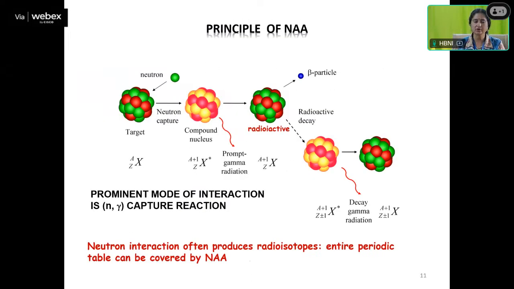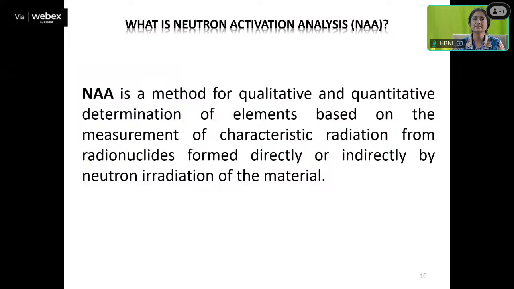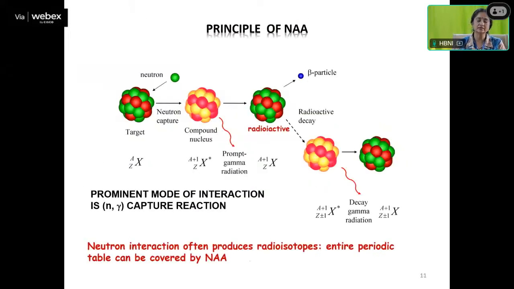So now what is neutron activation analysis? Neutron activation analysis is a method for qualitative as well as quantitative determination of elements based on the measurement of characteristic radiation from radionuclides formed directly or indirectly by neutron irradiation of the material. So let us look at it pictorially. This is a target element which is non-radioactive, a stable nucleus, in which a neutron is bombarded. Then a compound nucleus is formed, and by gamma radiation emission, it forms a radioactive element.